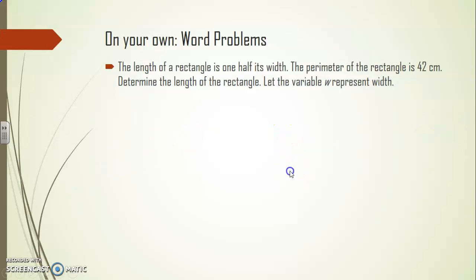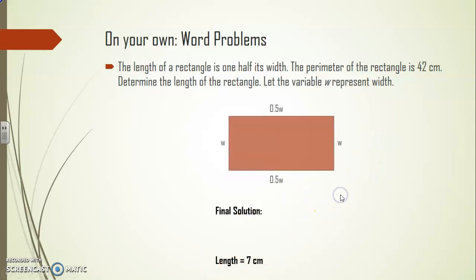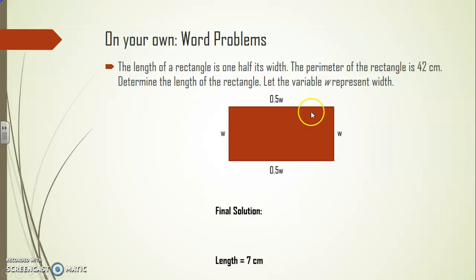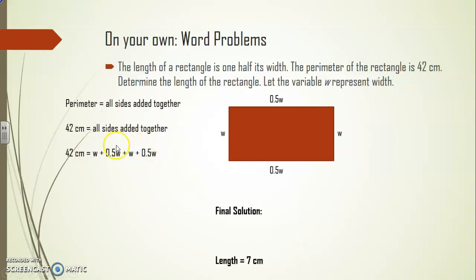So your final answer is this, and your diagram should have looked something like this. Slightly different than the example I did with you because 1/2 its width is represented by 0.5 or 1/2 times the width as opposed to having a plus or a minus sign in between its multiplication. But you still are going to set up your equation in the same fashion. You've got your perimeter 42 equal to all of your sides added together.